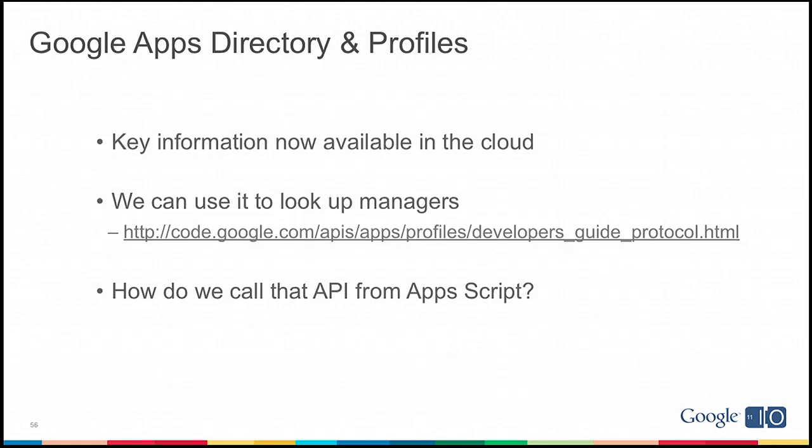Along with the directory sync and the profiles, there's a directory service that's going to be announced. Well, I guess I'm announcing it now. It's going to be released in the next couple of weeks. So we can use this to look up managers. So how do we call these APIs from AppScript? AppScript has a beautiful range of very easy-to-use APIs, but obviously there's a lot more APIs that aren't yet available in AppScript. So we're going to walk through an example of how to call these APIs from script.